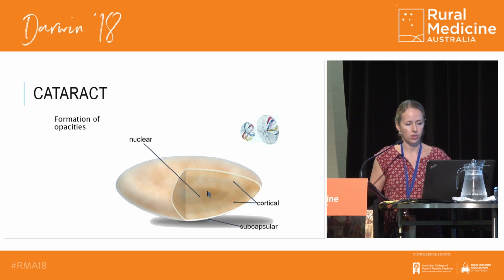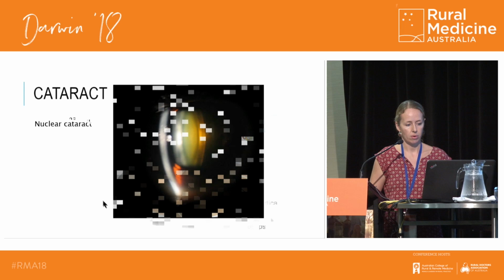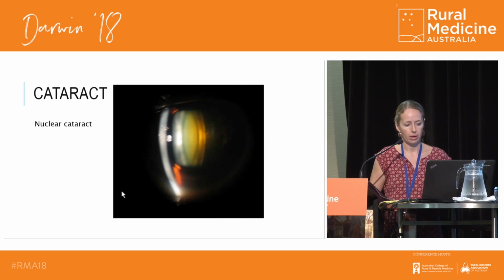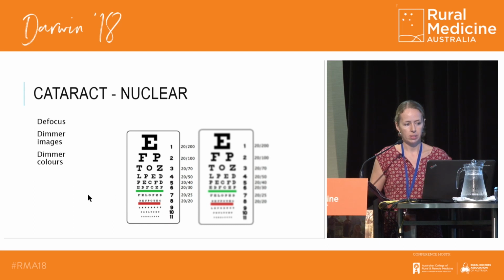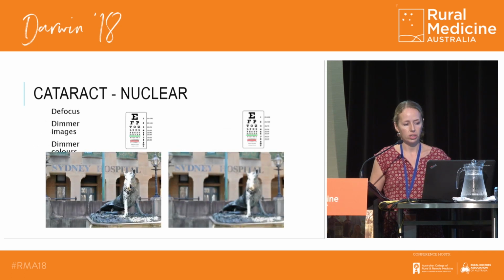So this just shows the nuclear cataracts are in the middle. The cortical are sort of in the cortex around here, and the subcapsular sit just underneath the capsule of the lens. And this is what a typical nuclear cataract looks like. Essentially, the visual symptoms that people get is just a gradual defocus, dimmer images, and dimmer colors over time.